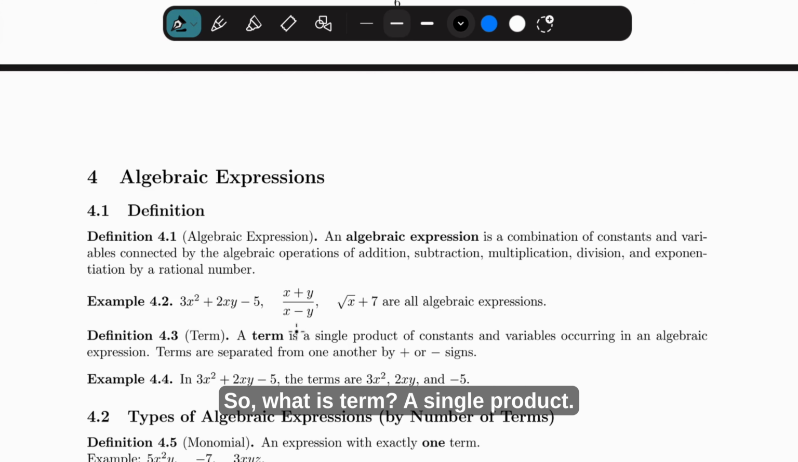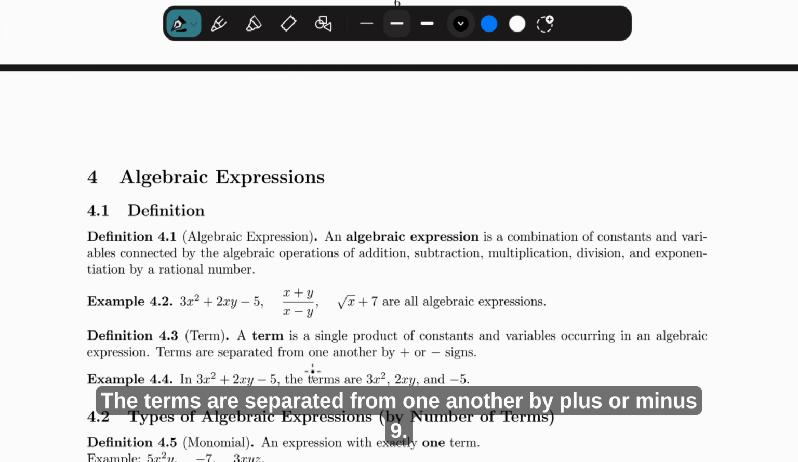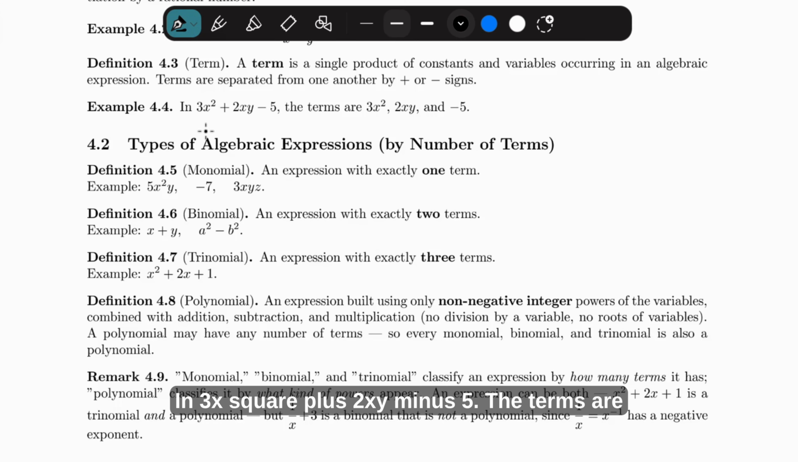So what is a term? A single product of constants and variables occurring in an algebraic expression. The terms are separated from one another by plus or minus signs. In 3x square plus 2xy minus 5, the terms are 3x square, 2xy, and minus 5.